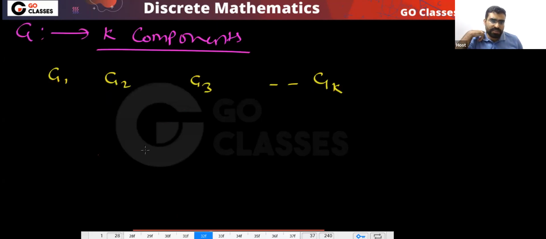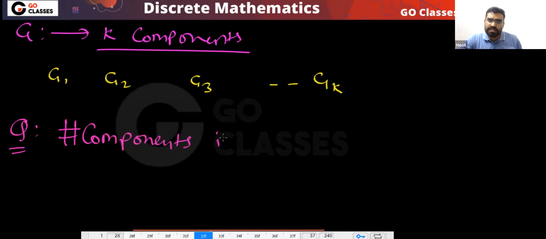So tell me one thing. If I remove one vertex from G, what is the maximum number of components I can get? Basically, the question is asking about the number of components in G minus V. In G minus V, you are removing one vertex. Then what is the minimum number of components you can get?